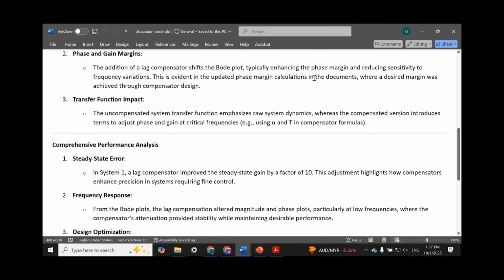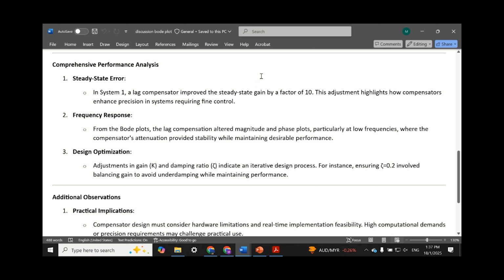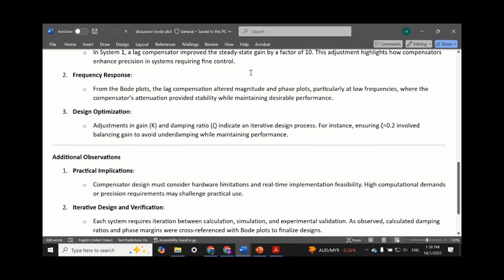Transfer function impact: the uncompensated system transfer function emphasizes raw system dynamics, whereas the compensated version introduces terms to adjust phase and gain at critical frequencies. So, the comprehensive performance analysis. Steady-state error: in System 1, a lag compensator improved the steady-state gain by a factor of 10. These adjustments highlight how compensators enhance precision in systems requiring fine control. Frequency response: from the Bode plots, the lag compensation altered magnitude and phase plots, particularly at low frequencies, where the compensator's attenuation provided stability while maintaining desirable performance.